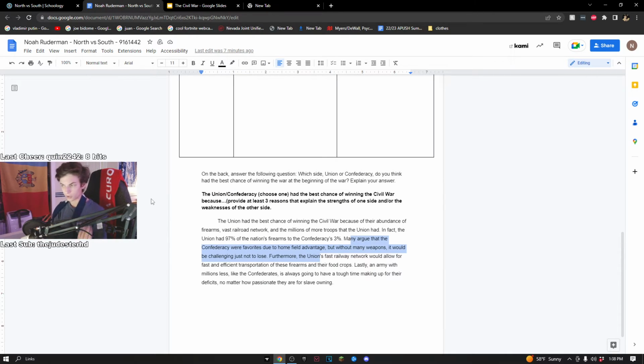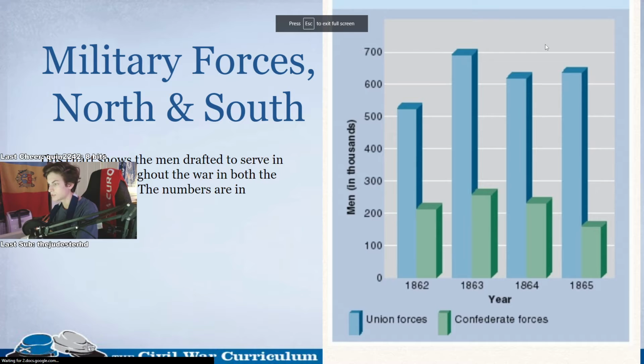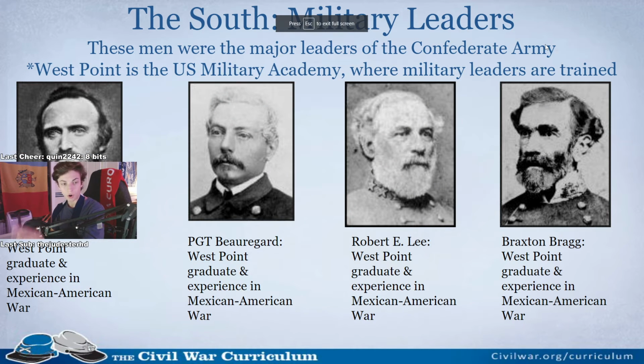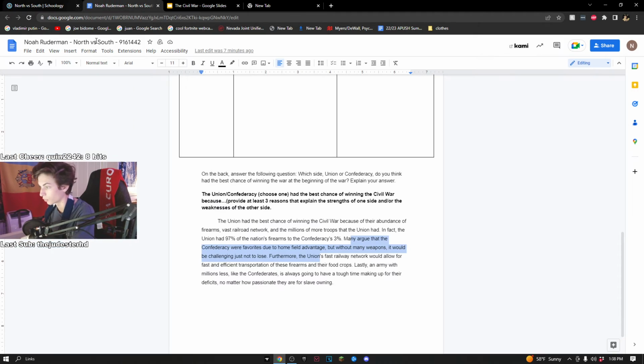If you want to argue for the South, you could probably say their generals. These guys, all West Point graduates. Maybe that means something. Couldn't have meant too much though, because they did crumble and fold. W's only. So yeah. That's that.